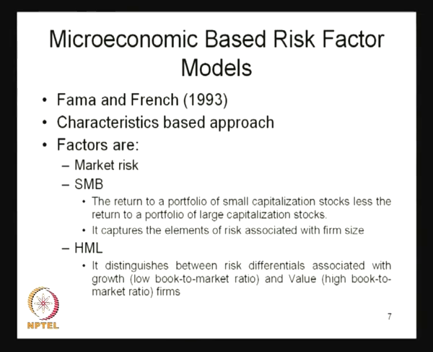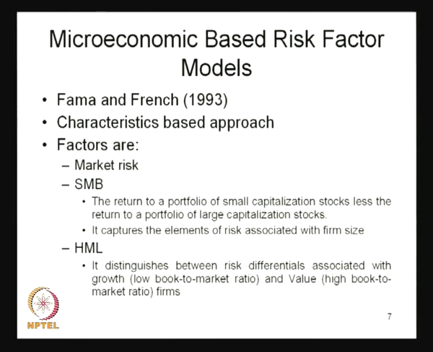Then they have taken another variable, HML, that means high minus low. It distinguishes between the risk differential associated with growth and value firms. That means, in the literature there are two broad types of companies, growth firms and value firms, and those are measured by Fama using the book to market ratio of the company.